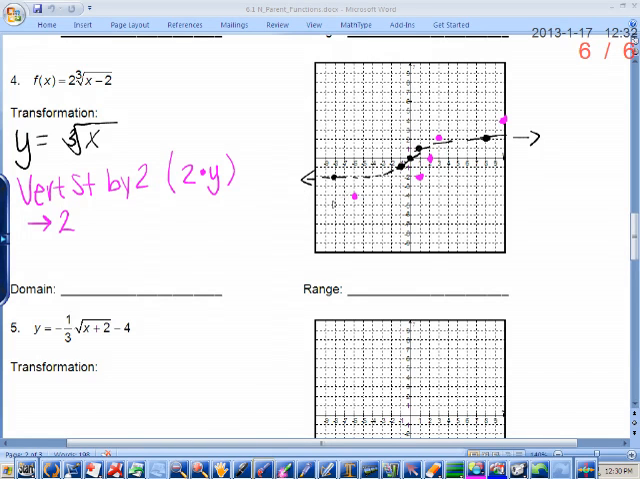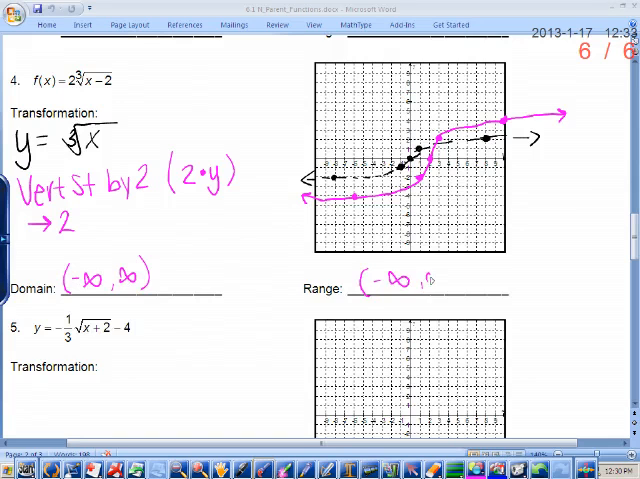Questions on any of those points? You take the y values of your parent function and multiply them by 2 for the vertical stretch. And there's our new function. Domain and range? Yep, they are both all real numbers.